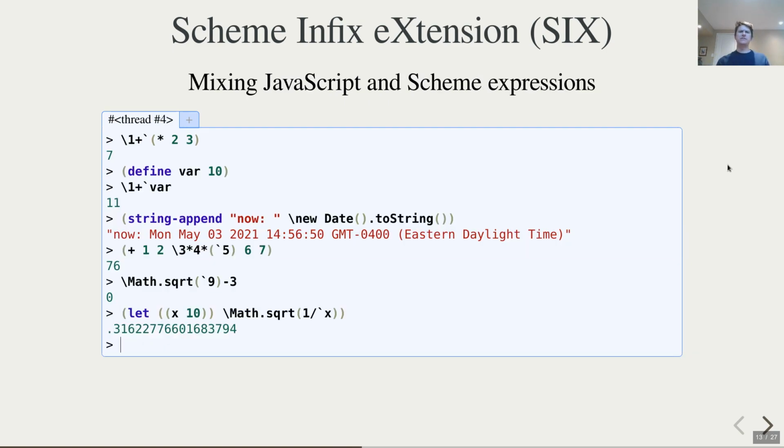Now, what happens if you want to mix JavaScript and Scheme expressions? Well, you can do that using the backquote, as we said. On the first line, it's pretty trivial. You can just invoke a Scheme expression inside an infix expression, and it will be parsed accordingly. You can define variables, and so on and so on. You can also use it in a let, so scope is not a problem.